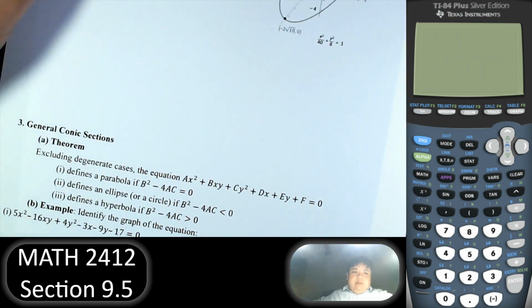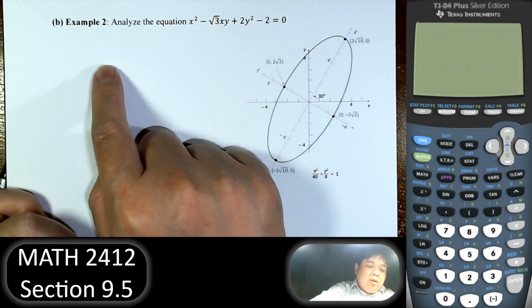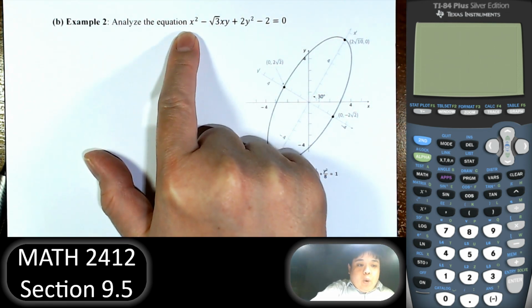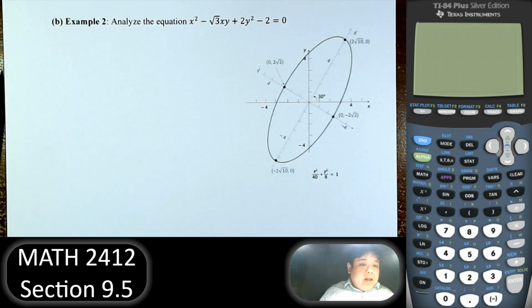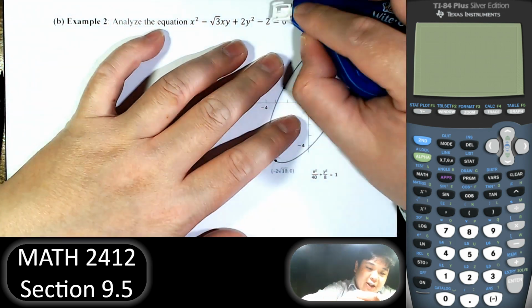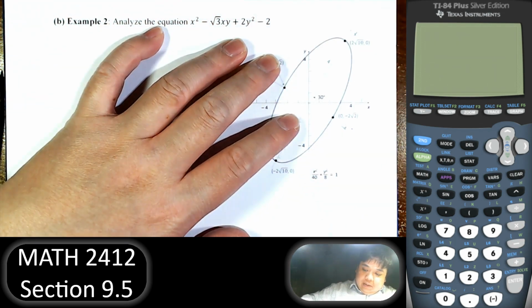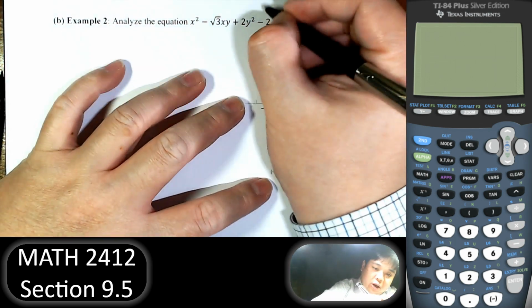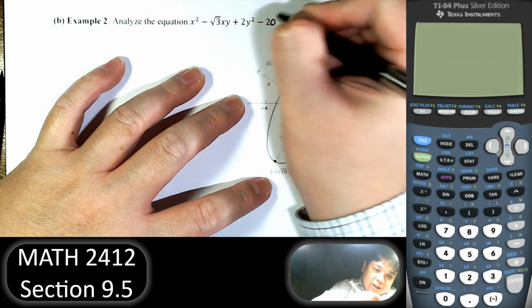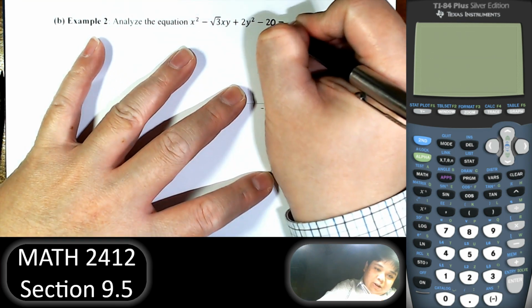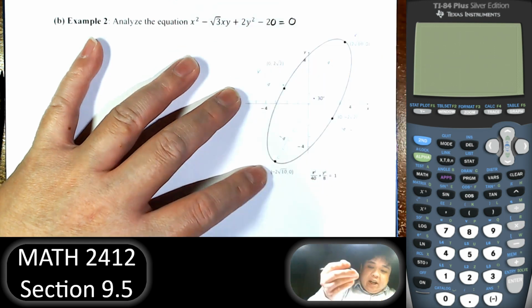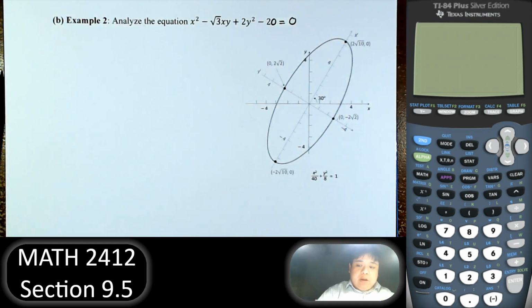Now let's look at this example. Analyze the equation x squared minus square root of 3 xy plus 2y squared minus 20 equal to 0. Actually, the 2 is a typo. That should be minus 20 equal to 0. I will change it before I post the notes online, so that should not be a problem.